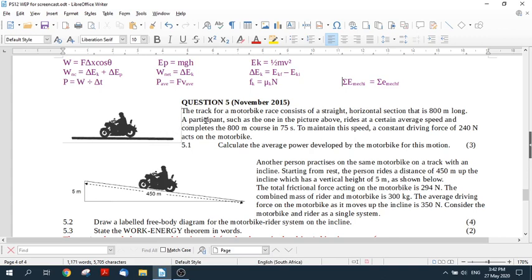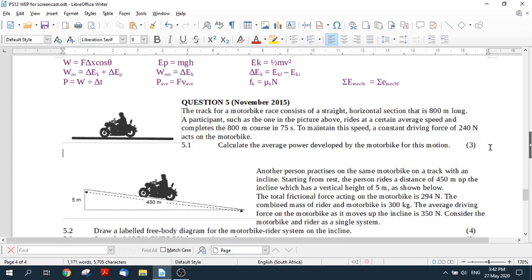The track for a motorbike race consists of a straight horizontal section that is 800 meters long. A participant, such as the one in the picture, rides at a certain average speed and completes the 800 meter course in 75 seconds. To maintain this speed, a constant driving force of 240 newtons acts on the motorbike. So he's going along here, there's 240 newtons, and that's giving him his speed. Calculate the average power developed by the motorbike for this motion.